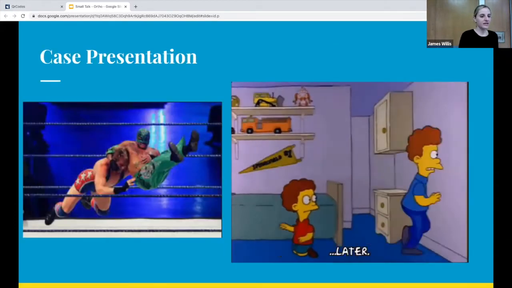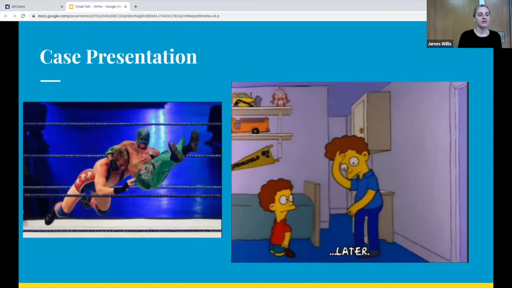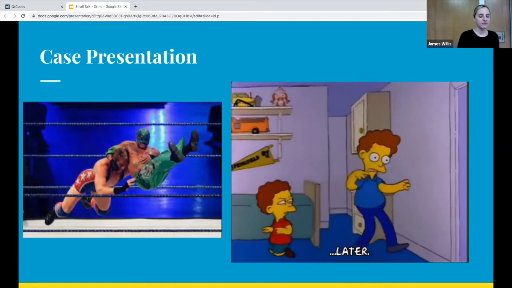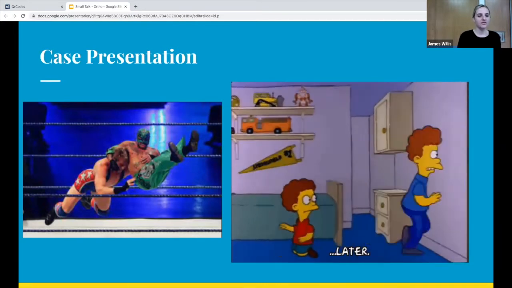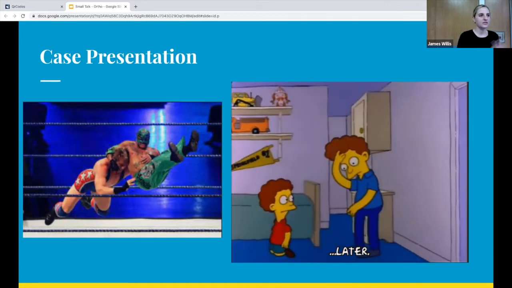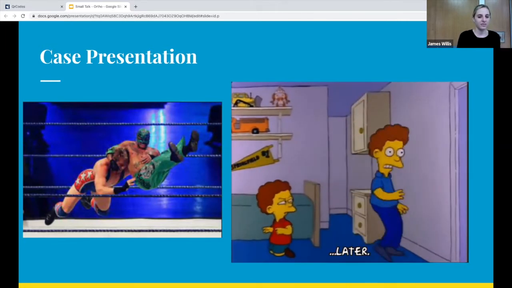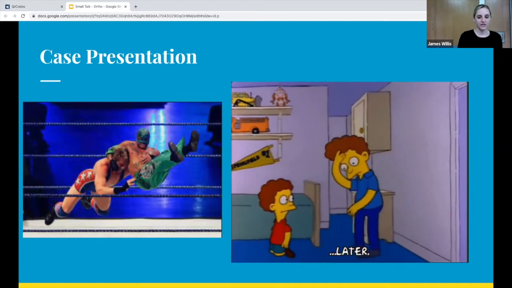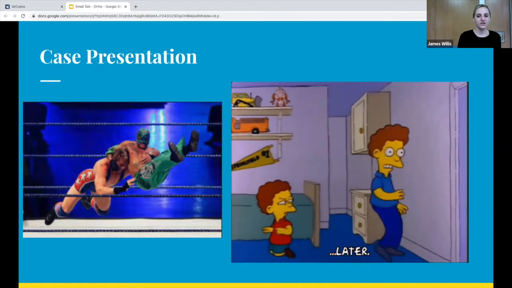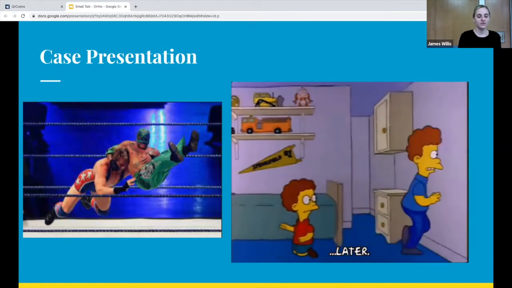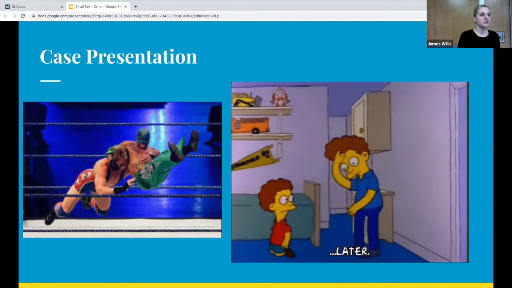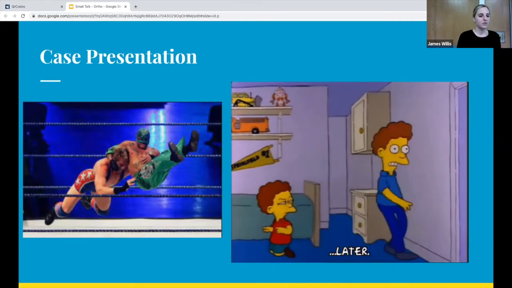So let's start with a case. We have a 12-year-old left-hand dominant male presenting with left wrist and forearm pain and swelling after running into a wall, and he used his outstretched left hand to brace the impact. This all happened while he was at wrestling practice. When he presented, his exam was notable for tenderness and swelling over the wrist, over the distal radius. He had decreased range of motion due to pain, but there was no obvious deformity.